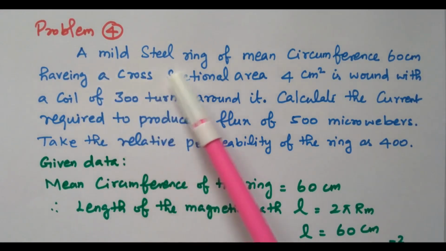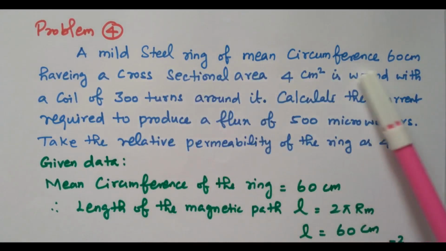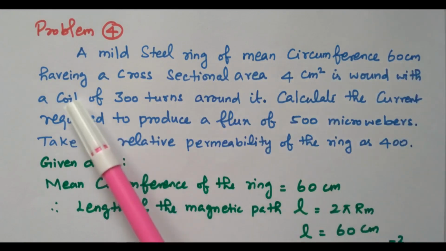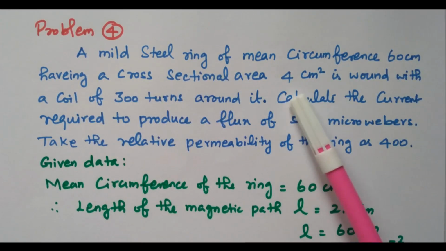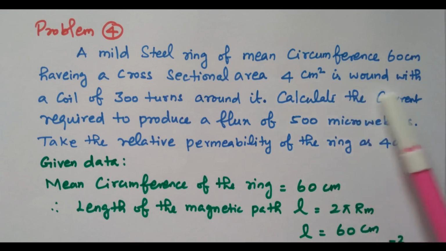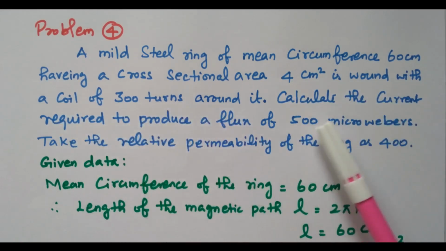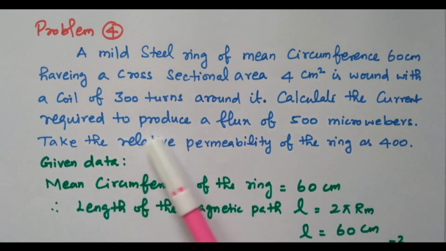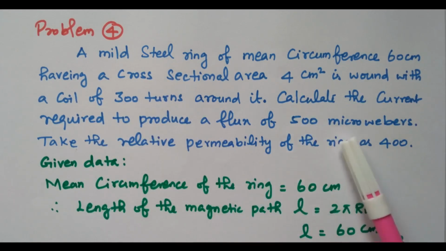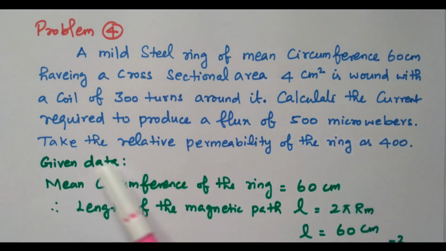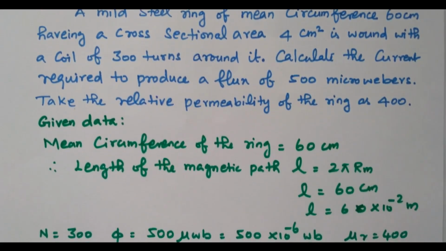A mild steel ring of mean circumference 60 centimeter and cross sectional area 4 centimeter square is wound with a coil of 300 turns around it. Calculate the current required to produce a flux of 500 microweber. Take the relative permeability of the iron as 400. Now we will see what are the data available.